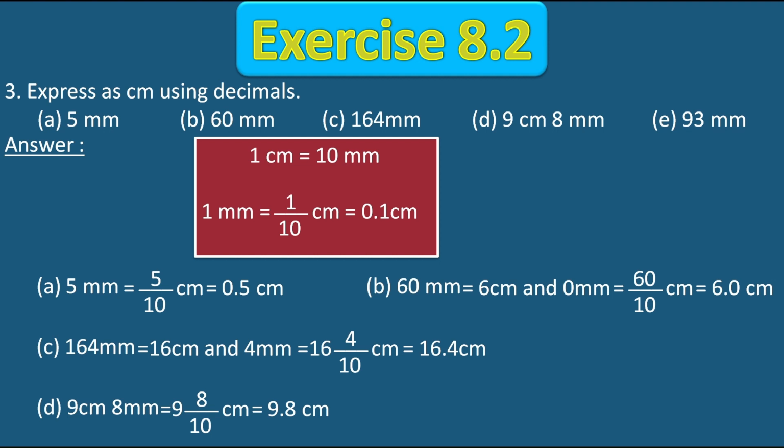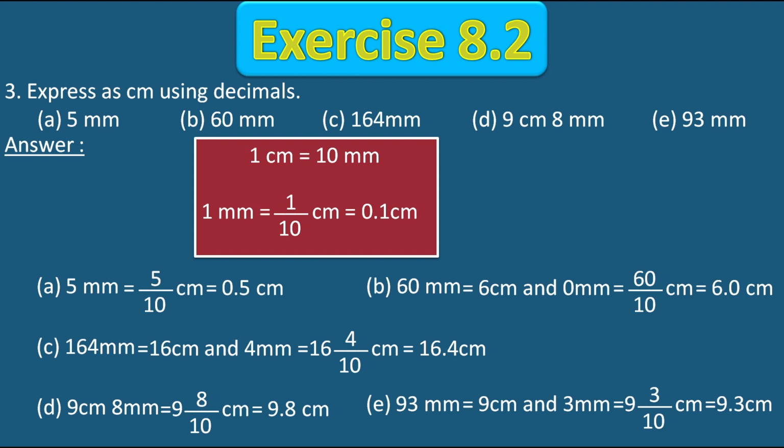Next we have 93 millimeter. It is the same as the previous one. 93 millimeter, as we all know 10 millimeter is equal to 1 centimeter. So here 93 millimeter means we have 9 centimeter and 3 millimeter. Which can be written as 93 upon 10 centimeter, which is equal to 9.3 centimeter.